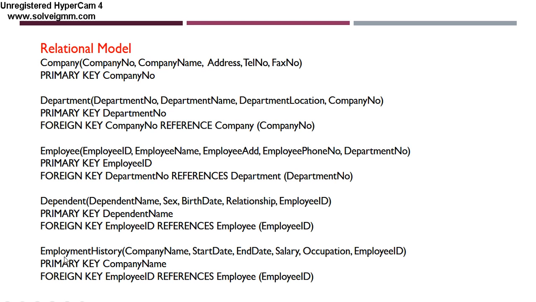And the last entity is employment history, whose attributes are company name, start date, end date, salary, occupation, and employee ID, which becomes the foreign key. The primary key is company name. Foreign key, employee ID, referencing employee ID. And the foreign key is employee ID because the employment history is a weak entity. And this is the complete relational model.